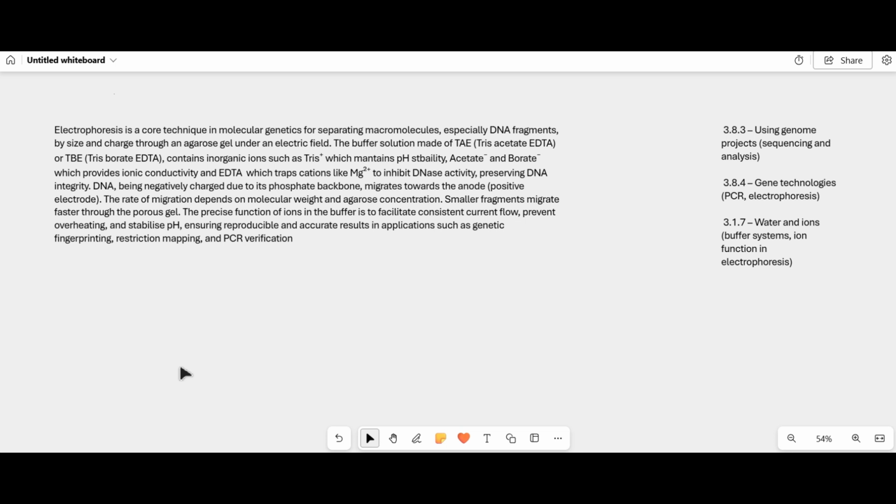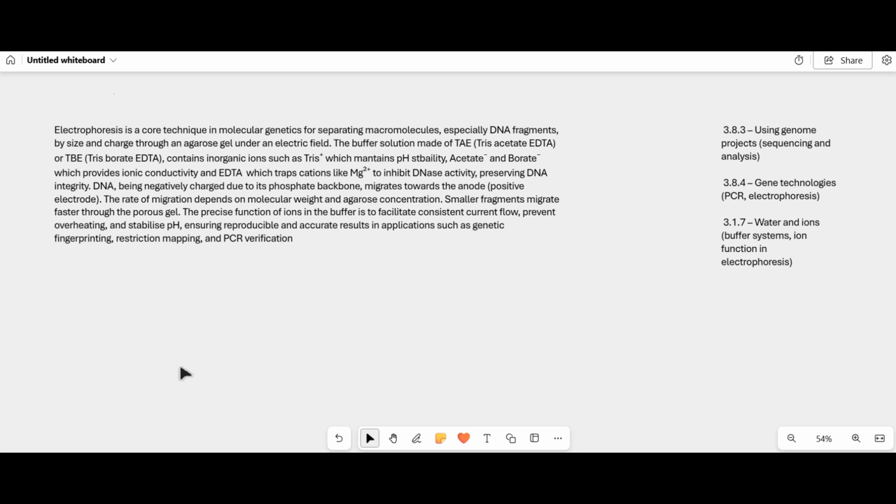And EDTA traps cations like Mg2+ to inhibit DNase activity. DNase is going to break down DNA, so obviously you don't want it to break down the DNA when the DNA is exposed like that. So what you can do is use EDTA. It's going to trap things like Mg2+. When it traps Mg2+, it stops DNase activity. Basically, it stops DNA-degrading enzymes from working, preserving DNA integrity.